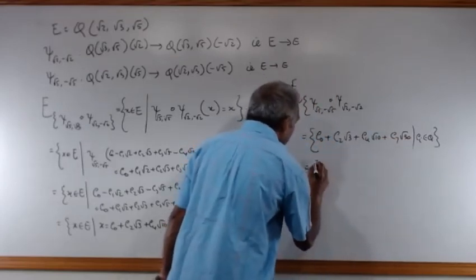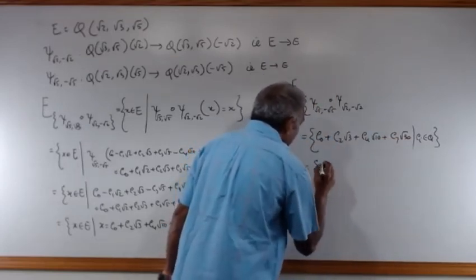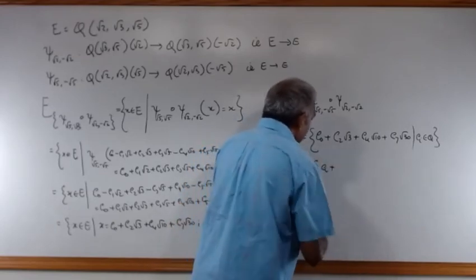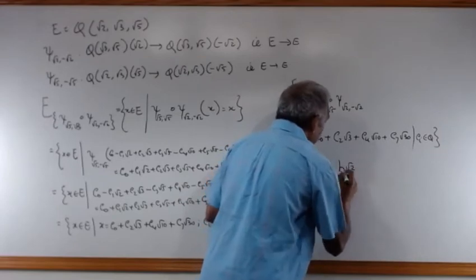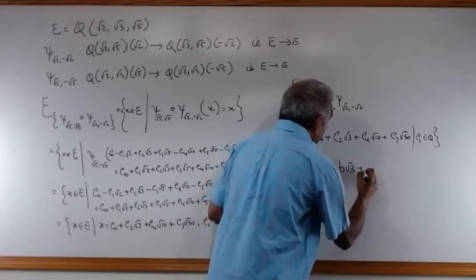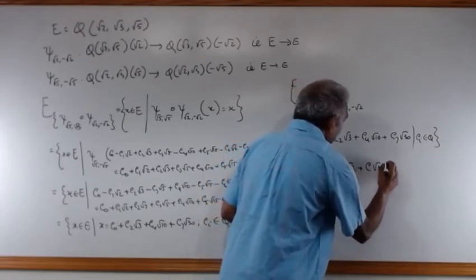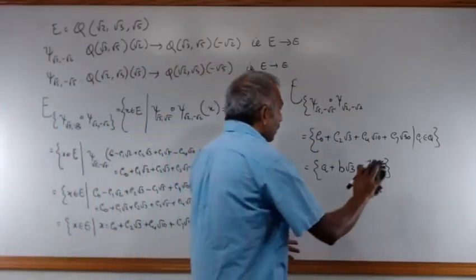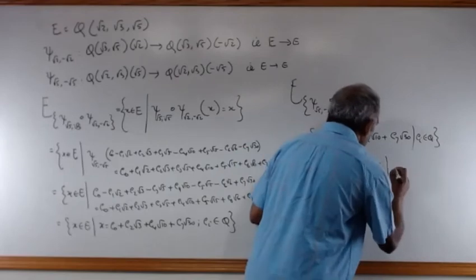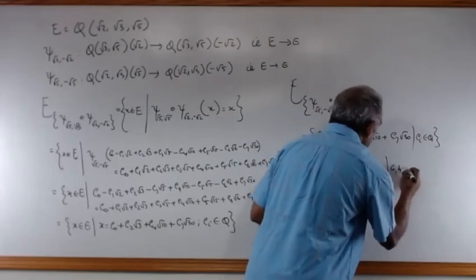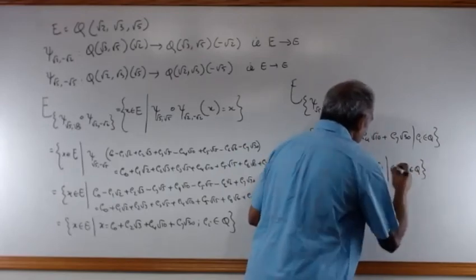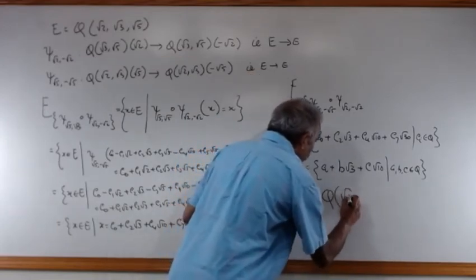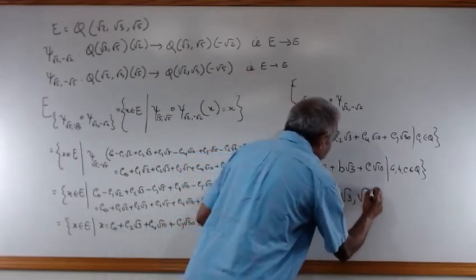So this is going to be, if you take it as a plus b root 3 plus c root 10, where a, b, c belong to Q. And what is this? This is going to be Q of root 3 comma root 10.